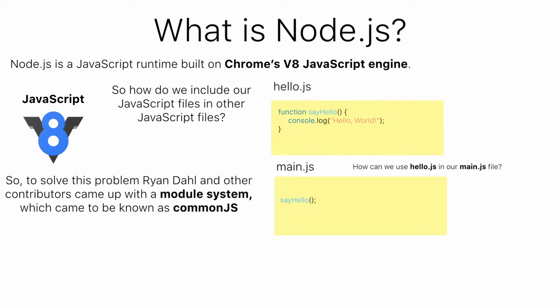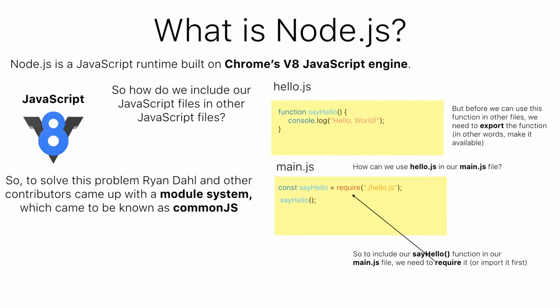So to solve this problem, Ryan Dahl and other contributors came up with a module system, which later came to be known as CommonJS. So to include our sayHello function in our main.js file, we need to require it, or we need to import it first. And this is what the syntax looks like. We use the require function and we give it the file name that we want to import. But before we can use this function in other files, we need to export the function. In other words, we need to make it available. And to do that, we use the following syntax: module.exports = sayHello.